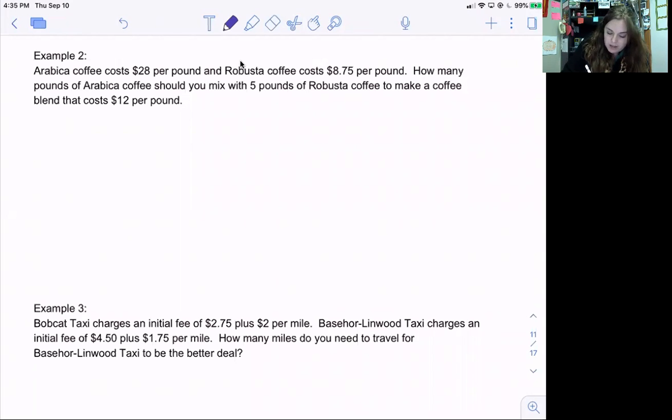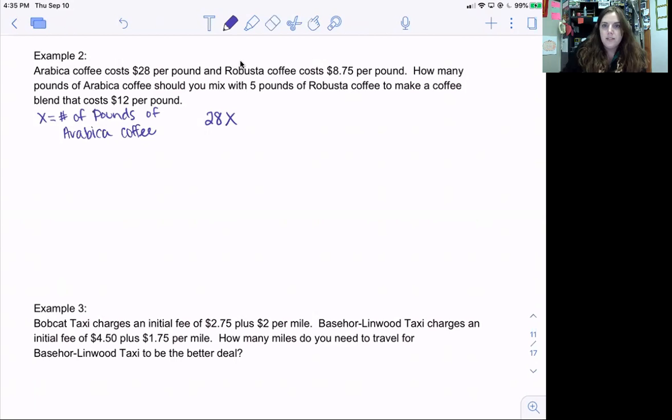First off, we know our X is going to represent whatever we're asking to find, and that's how many pounds of coffee. So X equals the number of pounds of Arabica coffee. We know that Arabica coffee costs $28 per pound. So for every pound, we're going to pay $28, so that's going to be 28x.